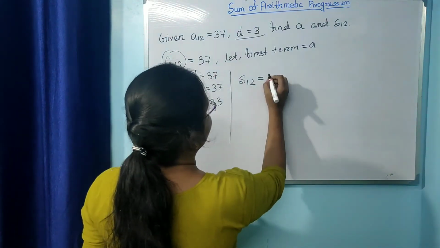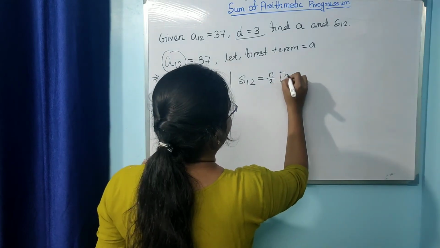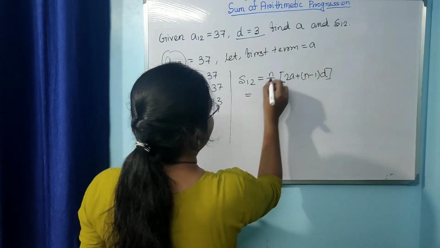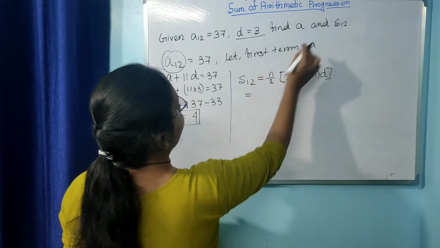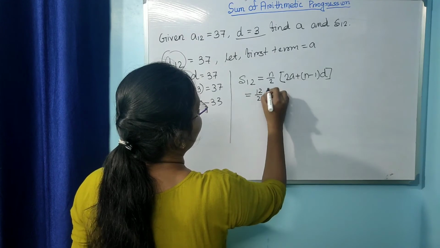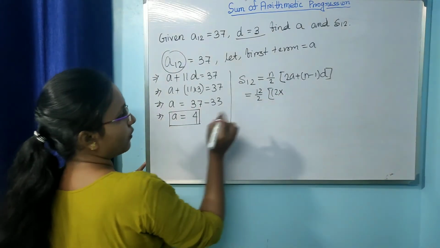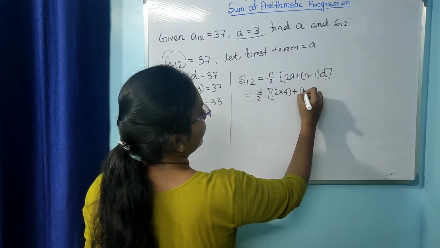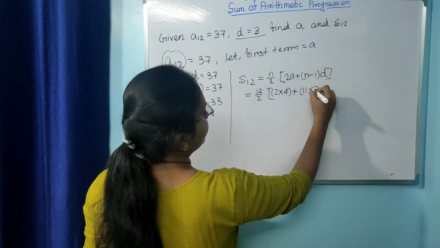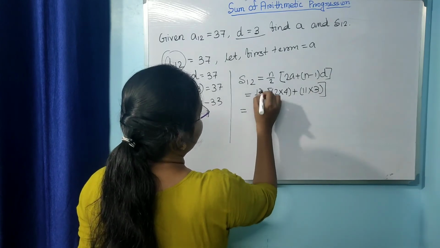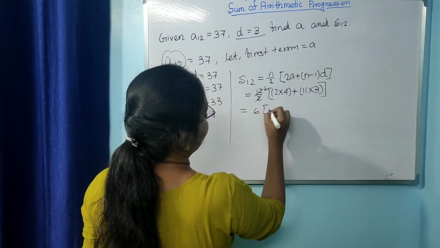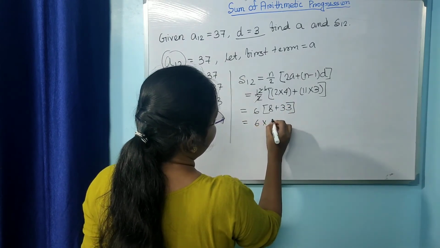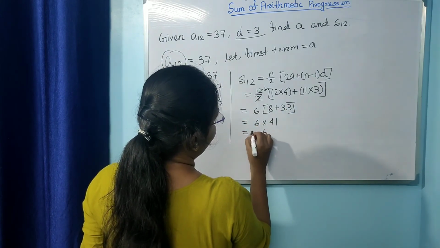See here, S12, if we apply this formula, that is n by 2 into 2a plus n minus 1 into d, n is 12, so 12 by 2, 2 into a is 4, so 8 plus, n minus 1 will be 11 into d is 3, that is 33, so it will be 6 into 41.